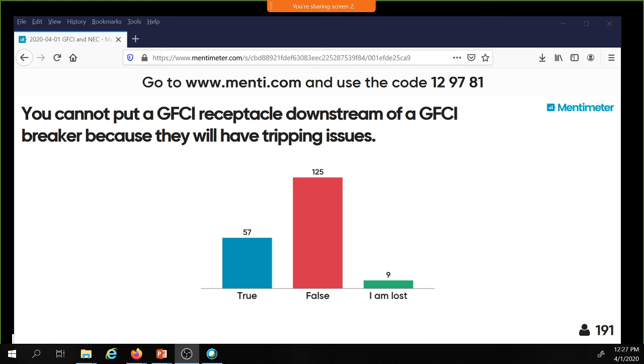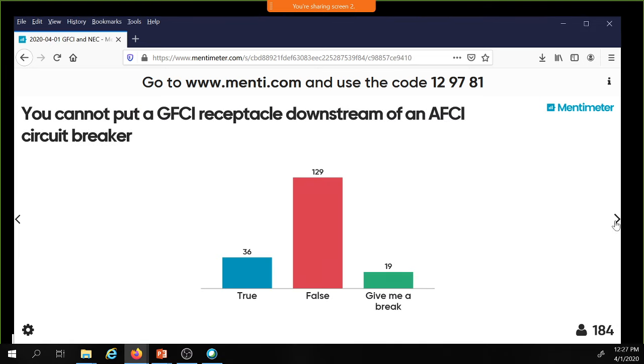So in any case, that's the way it goes. All right, you cannot put a GFCI receptacle downstream of an AFCI circuit breaker. I just answered this one, and most of you agree with that. You can put a GFCI receptacle downstream of an AFCI circuit breaker. You can also do vice versa. You can have a GFCI circuit breaker upstream of an AFCI receptacle. So there are no compatibility issues between those technologies whatsoever.